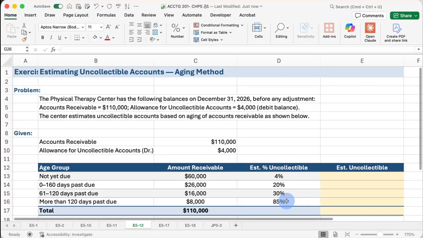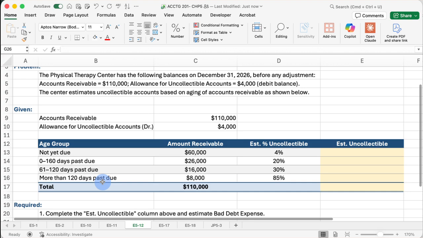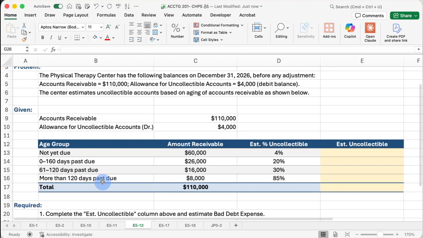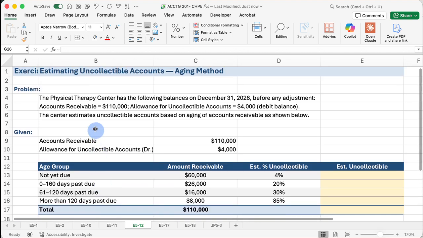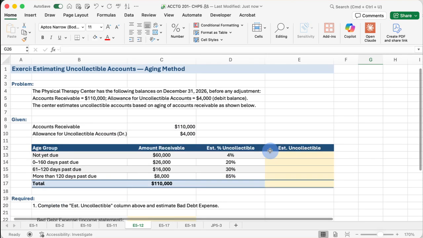In this problem, we're going to walk through exercise 5-12. Go ahead and pause the video and read this information so that you can see what's presented to us, and then come back and we'll get to it. So in this case, we have accounts receivable of 110,000 and we have an allowance for uncollectible accounts of 4,000 debit balance. I'm just going to go ahead and start.